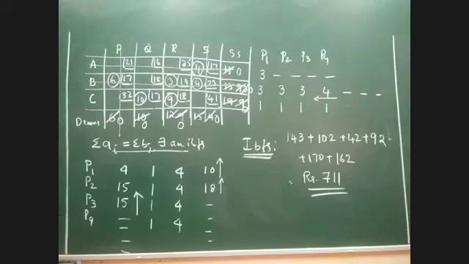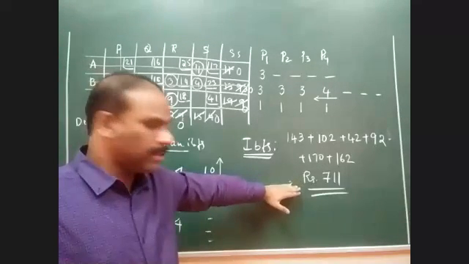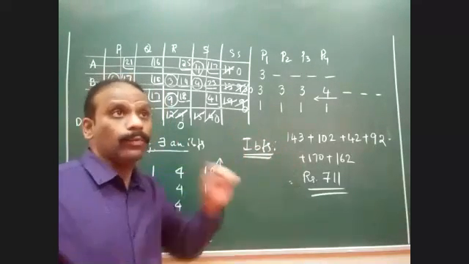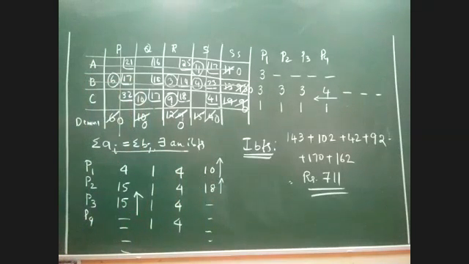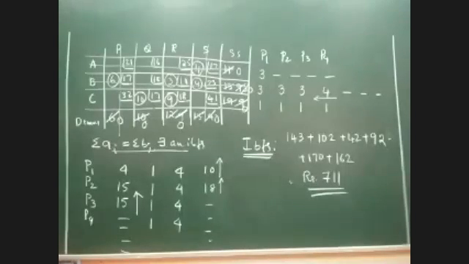So now we have 711 rupees as the initial basic feasible solution. Now we are supposed to find out whether 711 rupees itself is the optimal solution or any other solution exists, for which I will use the Modi method. As you all remember or understand, there are two possibilities, case 1 and case 2.